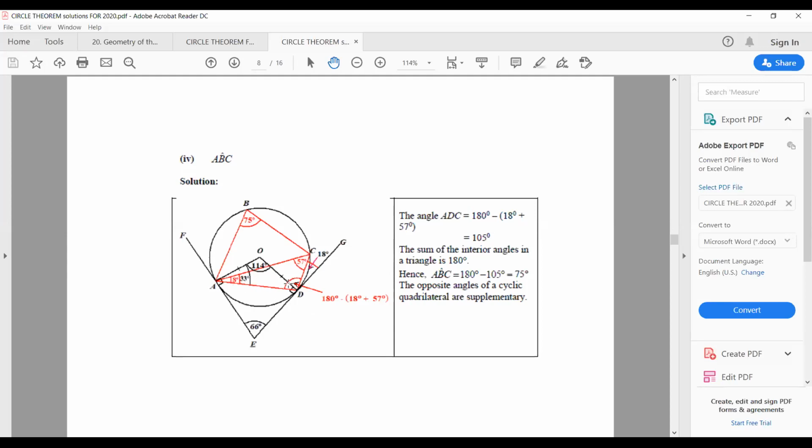So forget what I said about the cyclic thing. Now we're going to use the cyclic theorem. We're looking to find angle B. Since we worked out this to be 105, we can't use this 57 or this 18 because they are just pieces of this angle, but we know for sure this entire thing is 105. So all we simply say is 180 take away 105, and we will get 75. So this angle here is 75 degrees, and that is it.